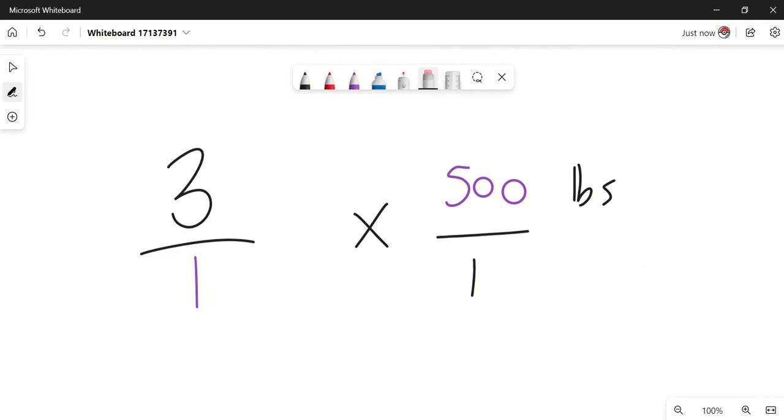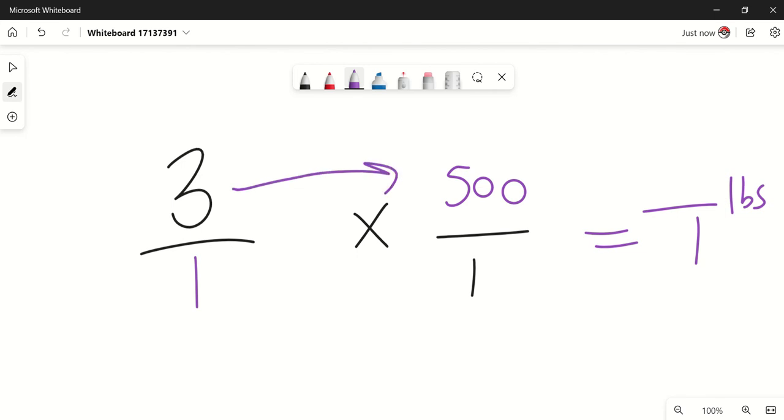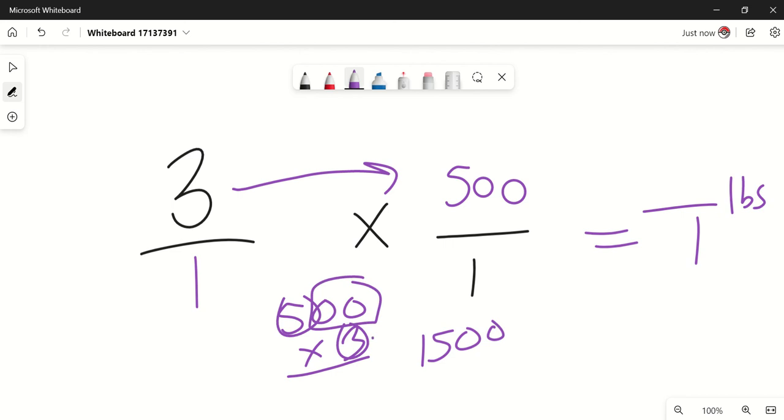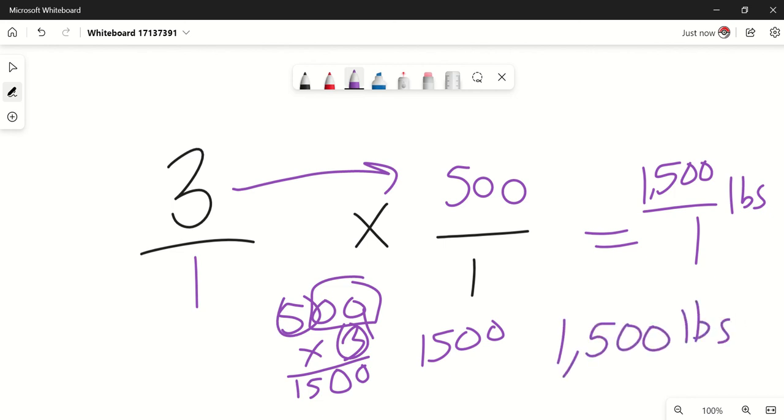Now I'm just going to multiply straight across. I already know 1 times 1 is going to be 1. I'm going to erase this pounds here because we know that our answer is going to be in pounds. And I do 3 times 500. You could set this up, or you could just do 3 times 5, which you know is going to be 15, and then annex the 2 zeros from earlier. Or just do 3 times 0 is 0, 3 times 0 is 0, 3 times 5 is 15. So 3/4 of a ton should equal 1,500 pounds.